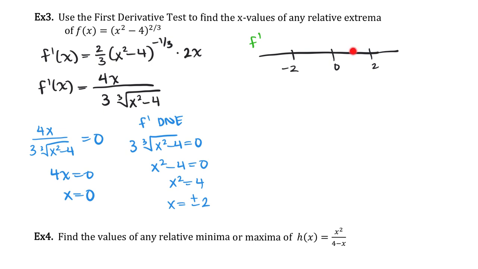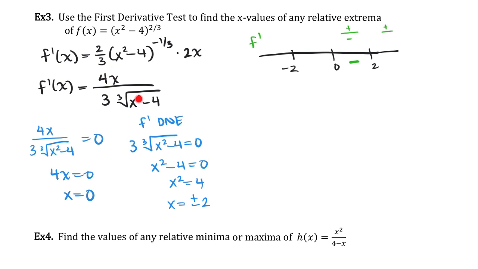I'm going to plug in 1. If I plug 1 in, the top is going to be 4 times 1, which is positive. On the bottom, if I plug in 1, 1 squared, 1 minus 4 is negative 3. If I cube root negative 3, I get a negative. So positive divided by negative, this is going to be a negative. Let's plug in a number higher than 2. How about 3? Okay, if I plug in 3, 4 times 3 is positive.